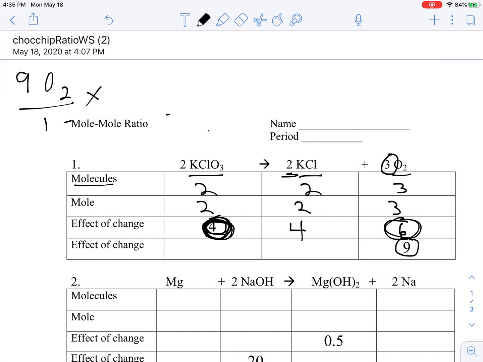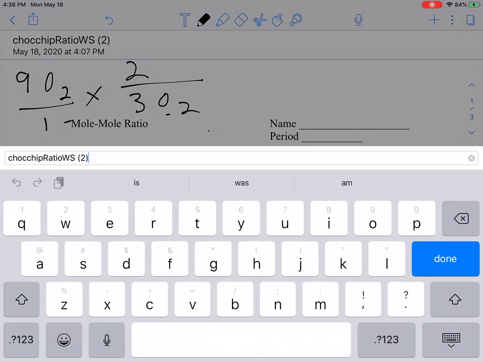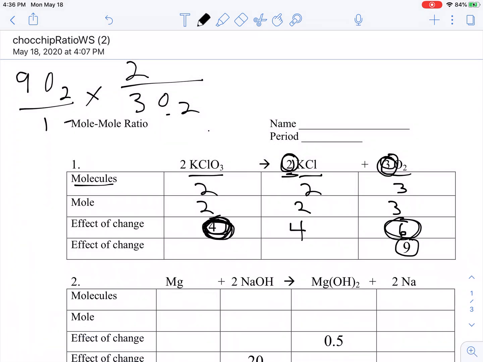Well, the mole ratio between oxygen and potassium chloride is 3 to 2. 3 oxygen to 2 potassium chloride. Oxygen on the bottom here with the top here cancel out. 9, top times top, 9 times 2 is 18. Bottom times bottom is 1 times 3 is 3. And then do the division. 18 divided by 3 is 6.